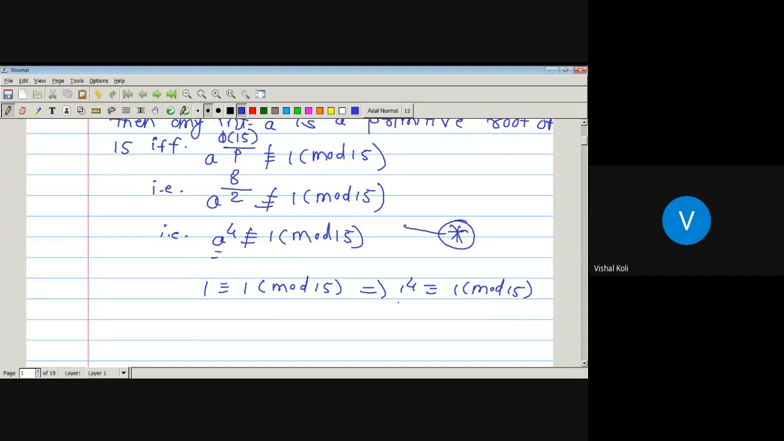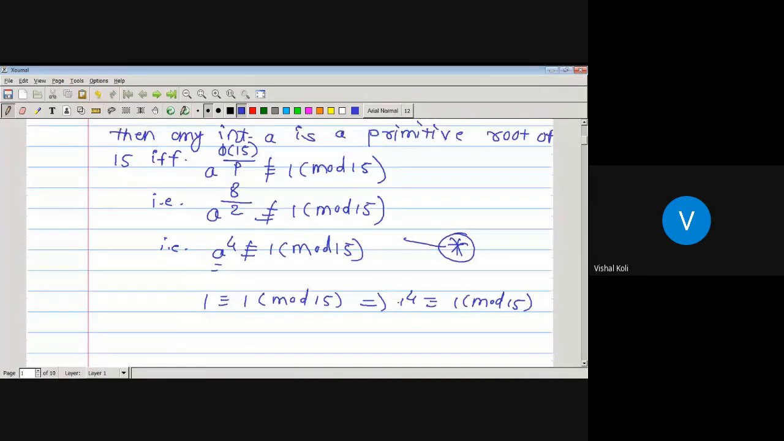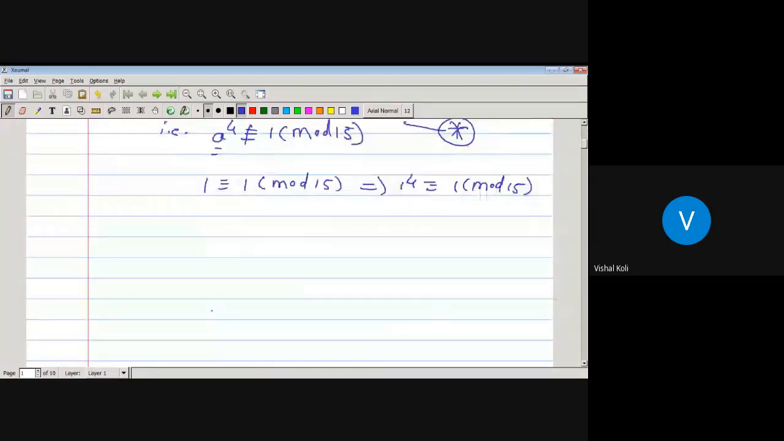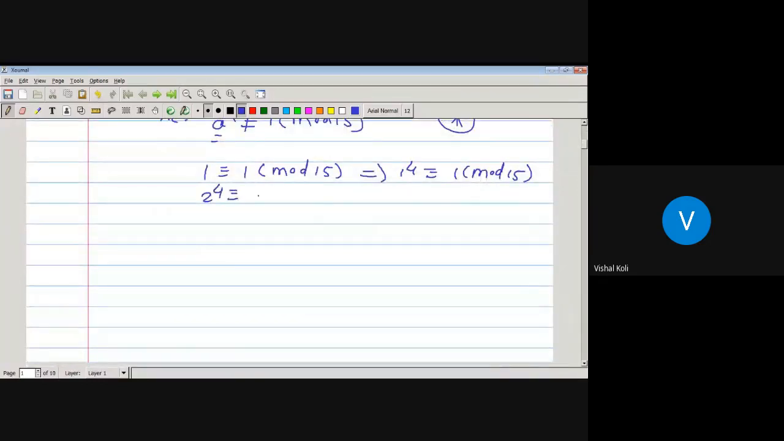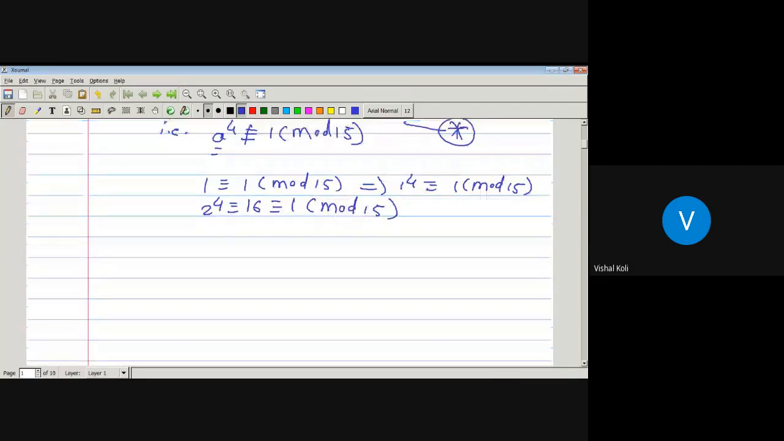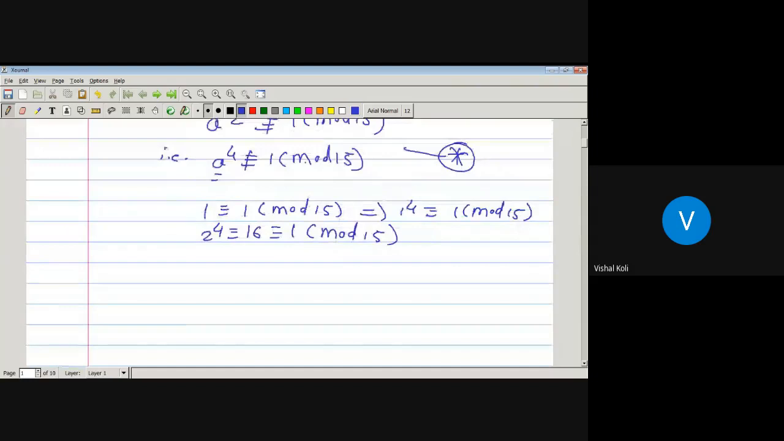Now choose the second integer, that is 2. Now, what is the value of 2 raised to 4? 2 raised to 4 is 16. And over modulo 15, what is the value of 16? 1, which is again congruent to 1 modulo 15. Therefore, again here we get 2 raised to 4 is congruent to 1 modulo 15. Then 2 is not a primitive root of 15.